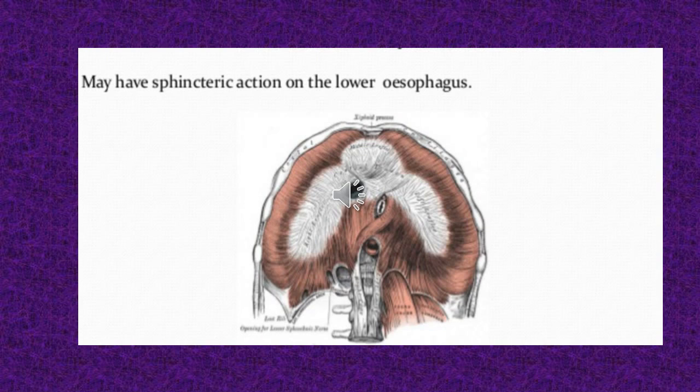It has also been claimed that the right crus of the diaphragm may have a sphincteric action on the lower end of the esophagus. The act of swallowing is immediately followed by expiration. This relaxes the sphincter and permits the esophageal contents to pass into the stomach. However, at present, the opinion is that the sphincteric action is due to the contraction of the intrinsic muscle in the lower 2 cm of the esophagus. So, the diaphragm may have a sphincteric action on the lower esophagus.